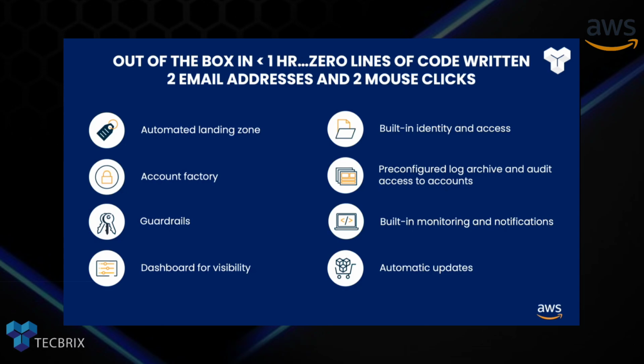So it will implement centralized logging for us. In case you have, say, 5 AWS accounts, it will gather all the logs and put them into a log archival account. So you just need two email addresses to create those two AWS accounts and just a few clicks. Once you do that, you will have an automated landing zone.